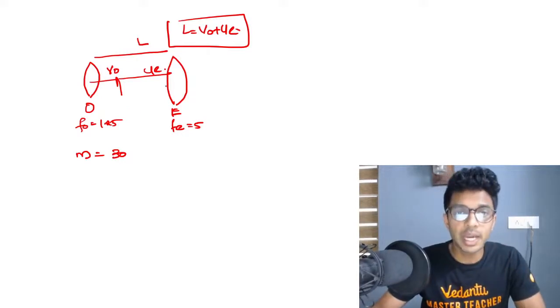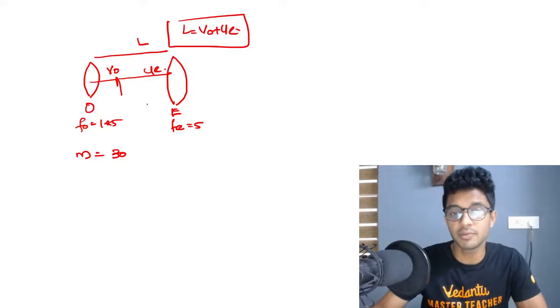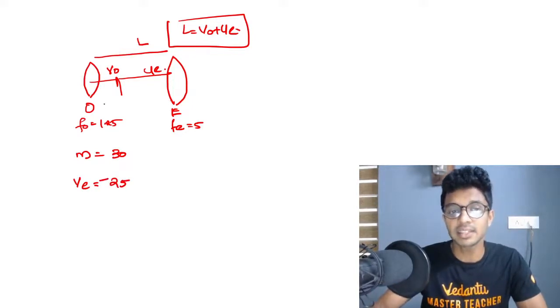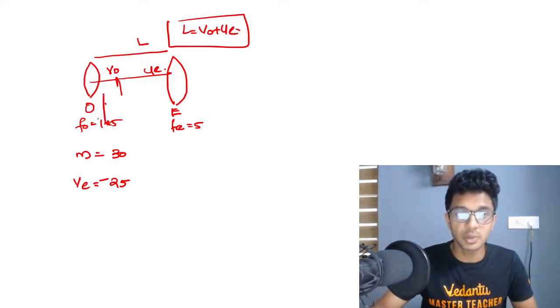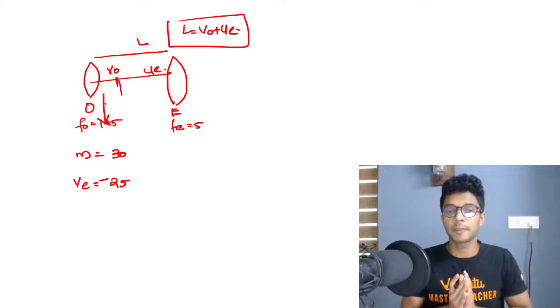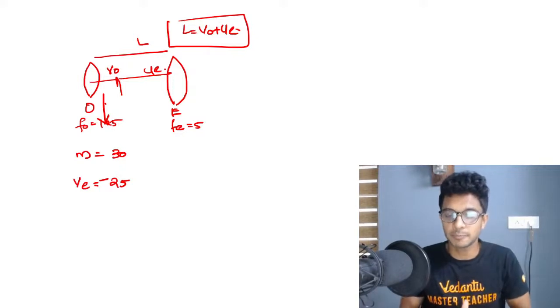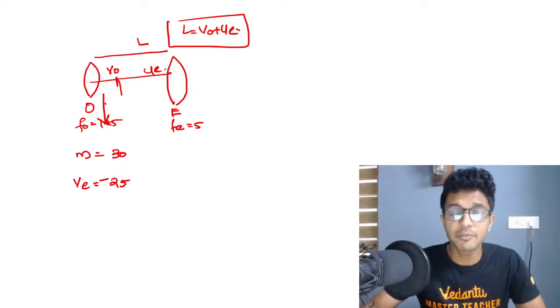Now we know that here the image of the eyepiece is formed at least distance of distinction, which means the image of the eyepiece VE is formed at least distance of distinction, that is 25. As it is formed on the same side, it is minus, which means the final image will be formed at minus 25 centimeter. From this you can find out the UE value.